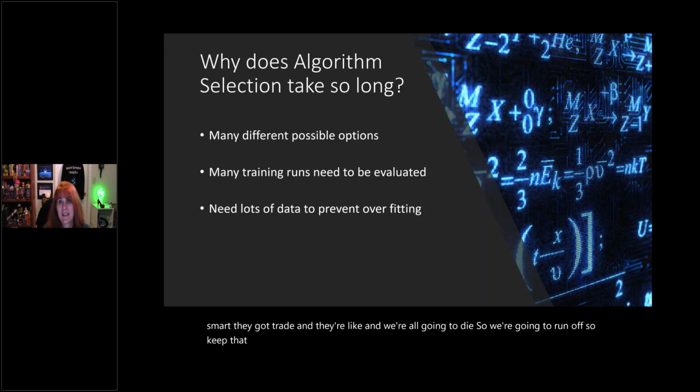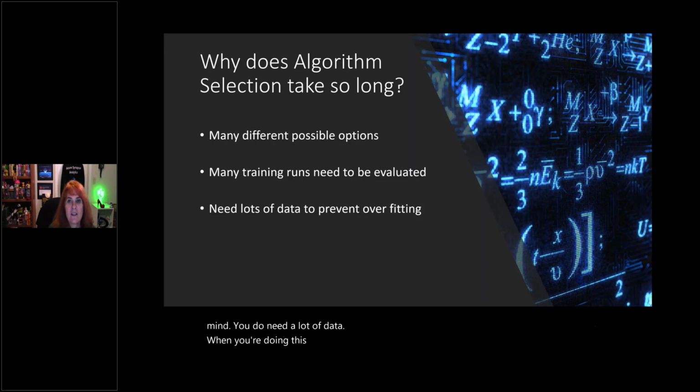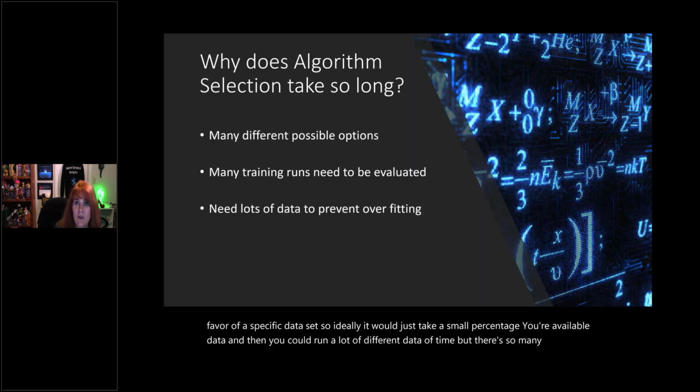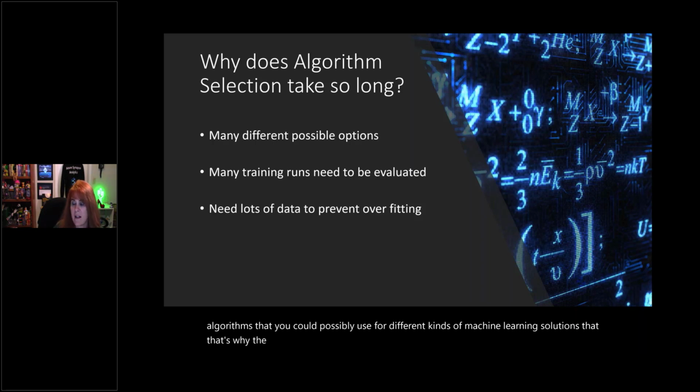You do need a lot of data when you're doing this kind of training so that your machine learning doesn't get biased in favor of a specific data set. So ideally, you would take a small percentage of your available data, and then you could run a lot of different data over time. But there's so many different algorithms that you could possibly use for different kinds of machine learning solutions, that's why the selection takes such a long time.